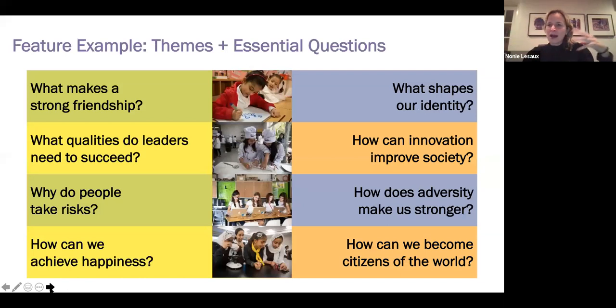So if we had to play around with some big ideas, some themes and essential questions: What makes a strong friendship? What qualities do leaders need to succeed? How does adversity make us stronger? How can innovation improve society? The kinds of big ideas, big questions that lend themselves to study over time, to study from a number of angles and perspectives, to study with different genres and media, right? And that drive into lots of rich conversation.